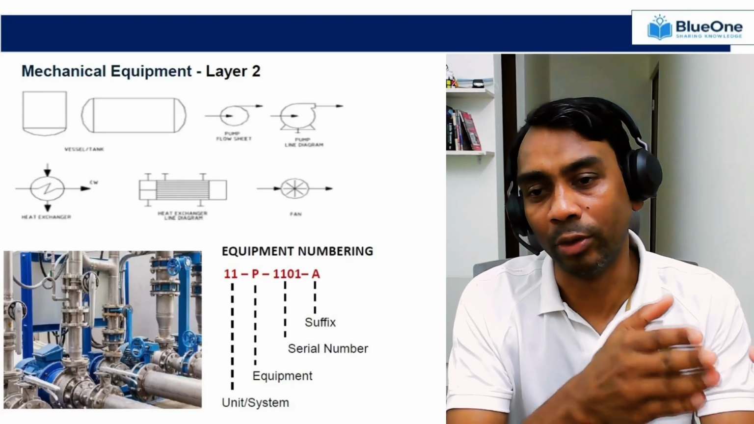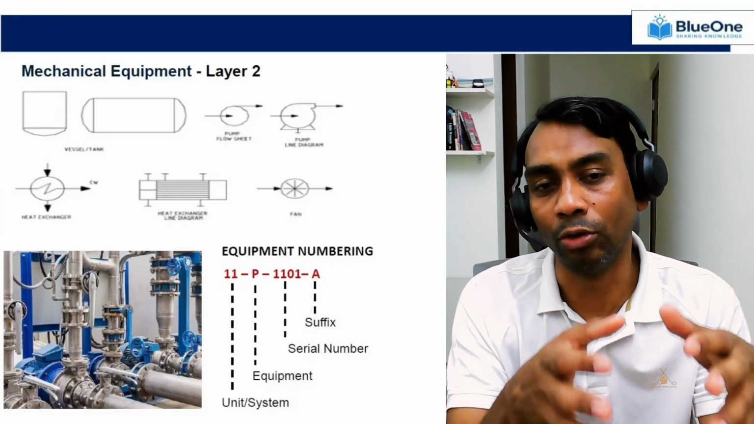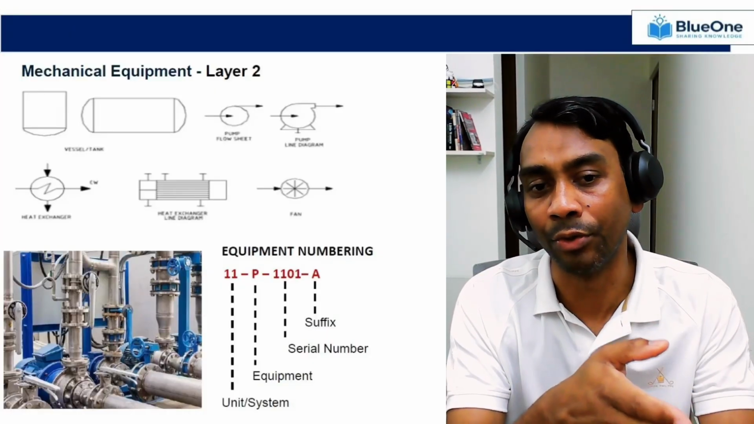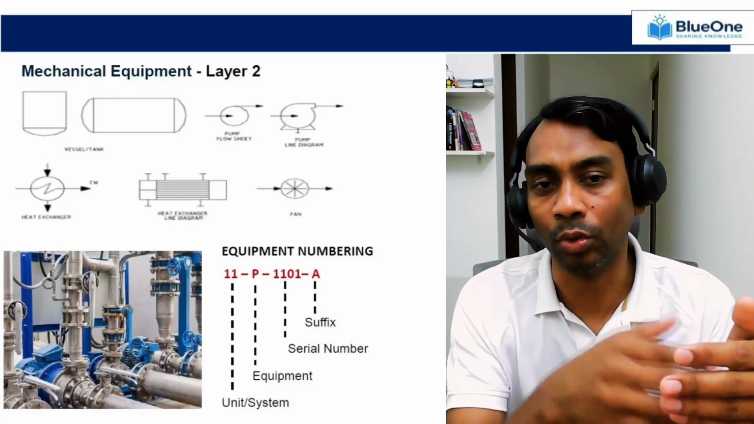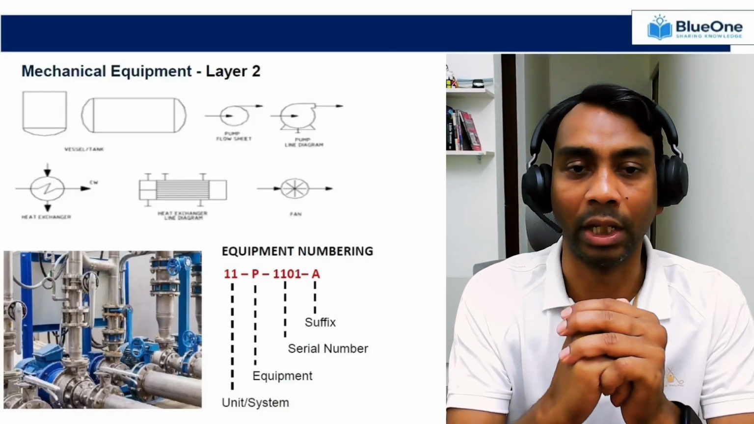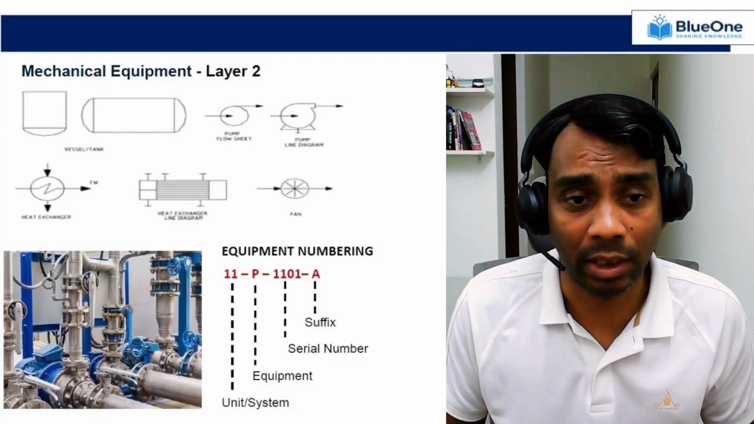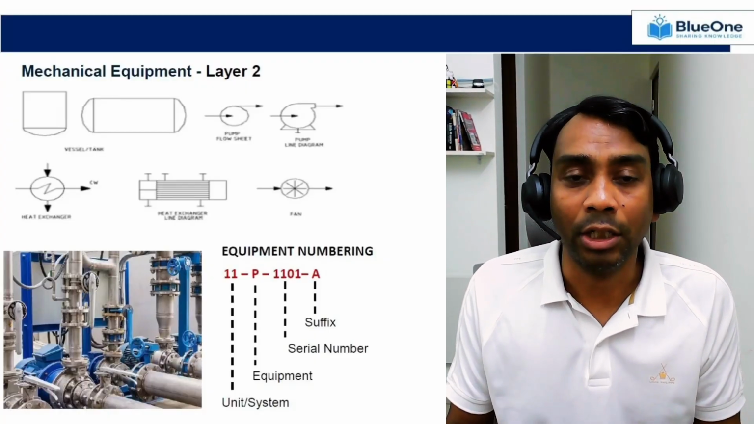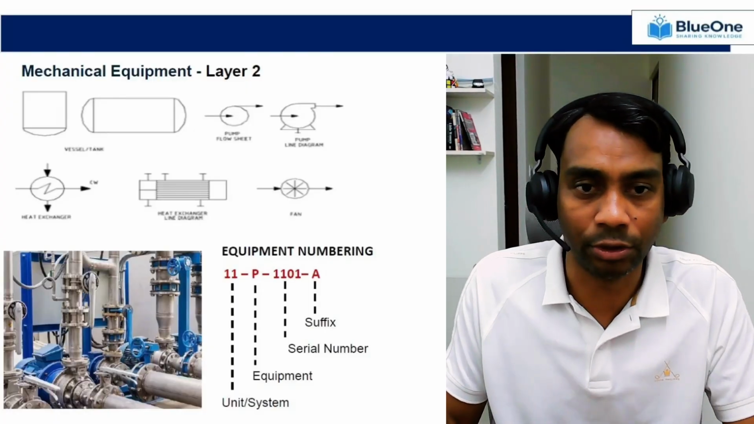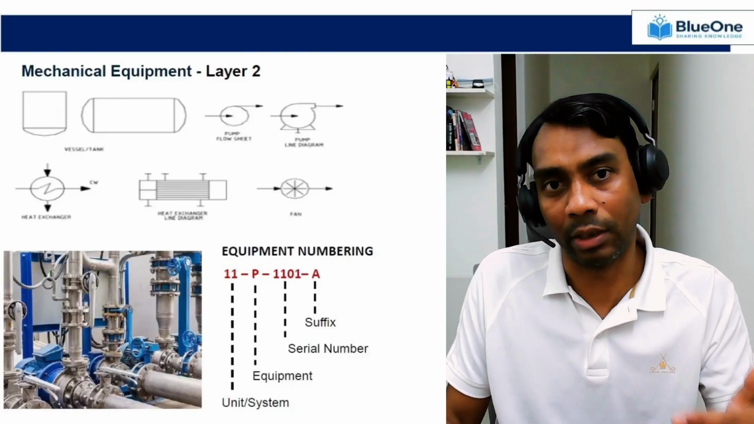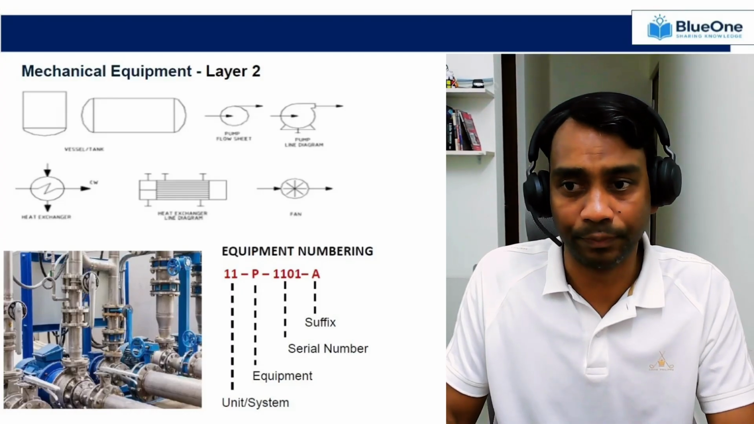In a plant you will have multiple equipment. For example, if you have 3 heat exchangers that are part of unit or system 11, you will have 1101, 1102, 1103 subsequently. And then you have a suffix. Sometimes you may have redundant equipment like pump A, pump B. In that case, you will have a provision to provide a suffix to each equipment and give them a unique identity to easily identify and navigate.